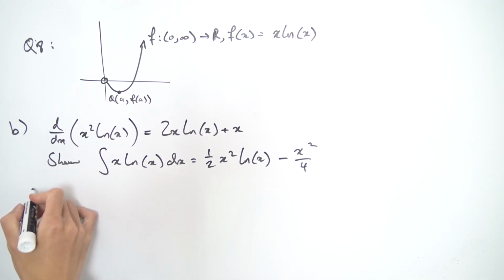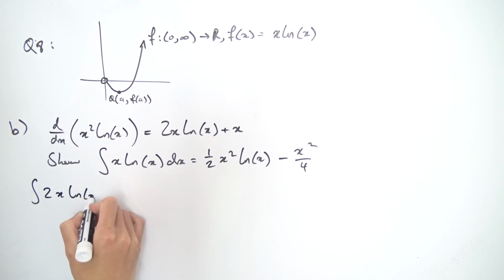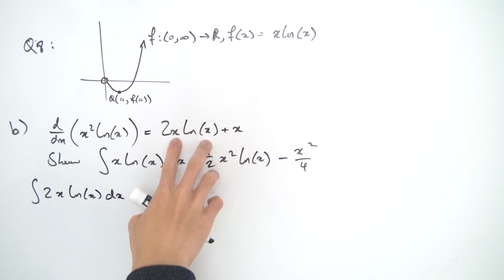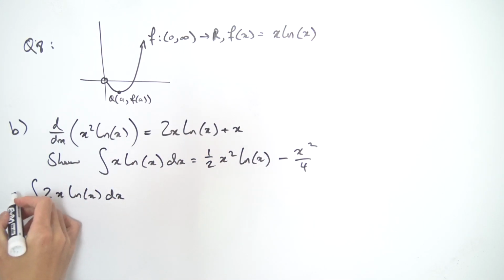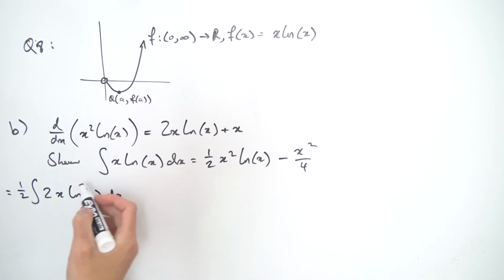If we multiply a 2 inside of the integral, so the integral of 2x natural log of x dx, we match up to what we have over here actually. So 2x natural log of x, we match that up, but we have to multiply by a half to counteract that 2. So 1 half times 2 is 1, so nothing really changes. These two integrals are still the same thing.